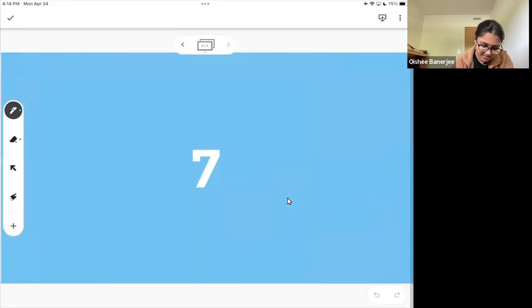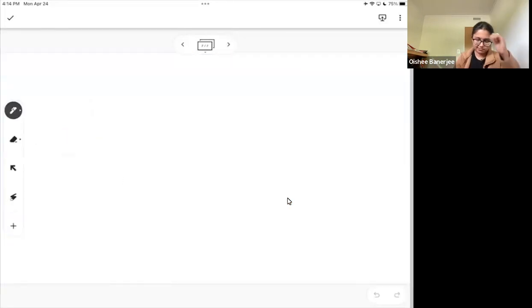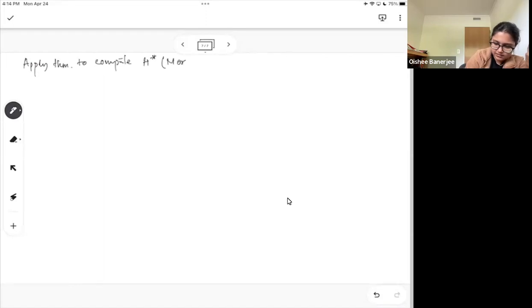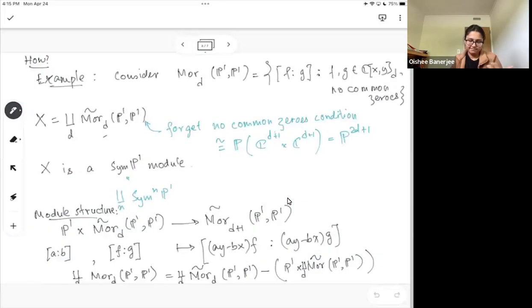So the theorem statement said now that, so we're going to apply the theorem to compute the cohomology of... And even though I'm writing things down in terms of complex numbers, one need not even assume that. Any algebraically closed field works.